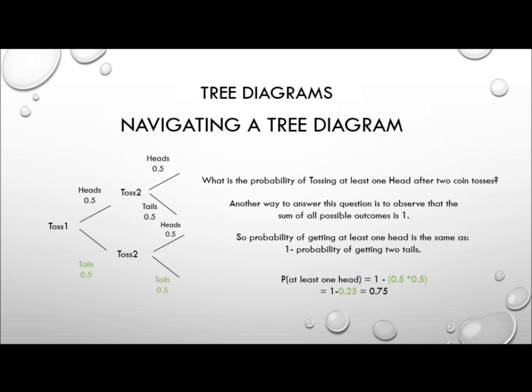Another, even easier way we could have looked at it is to observe that the sum of all the possible outcomes is 1. So the probability of getting at least one head is the same as 1 minus the probability of getting 2 tails. So the probability of at least one head is equal to 1 minus 0.5 times 0.5, which is equal to 1 minus 0.25, or 0.75.